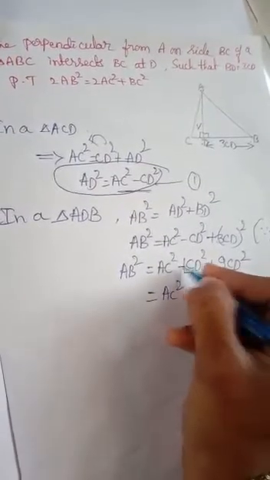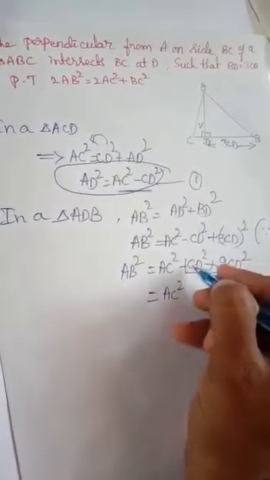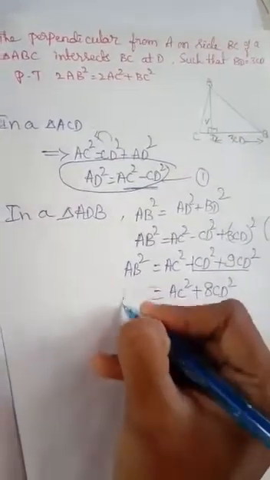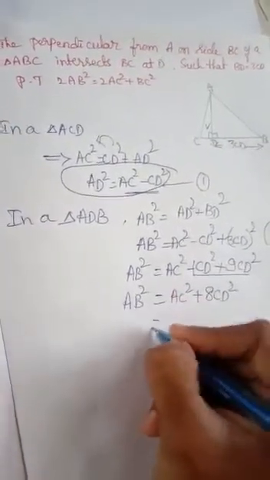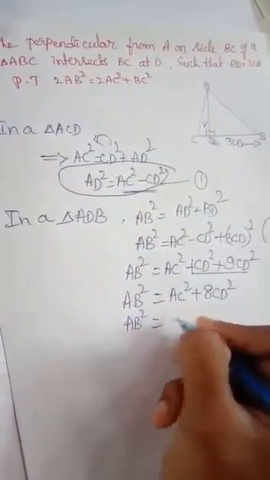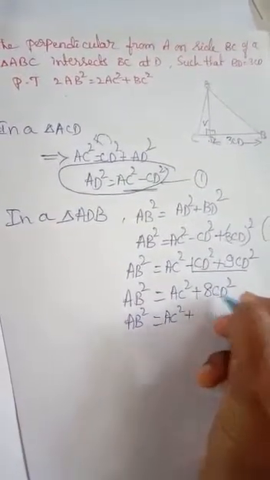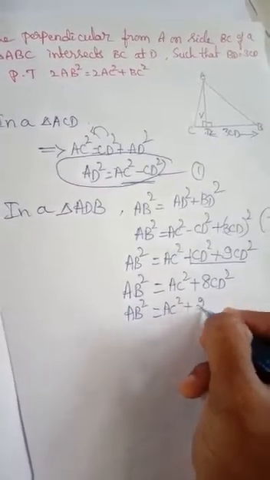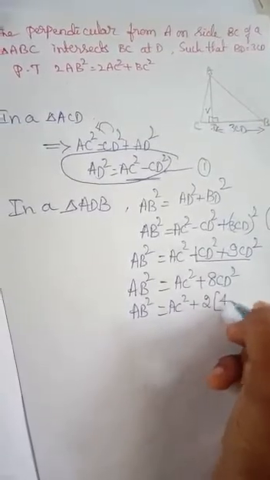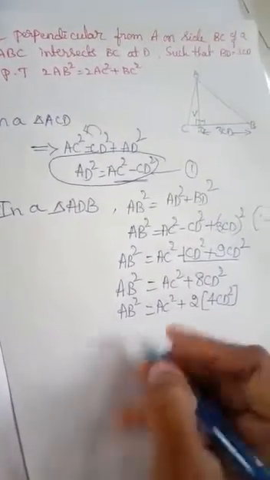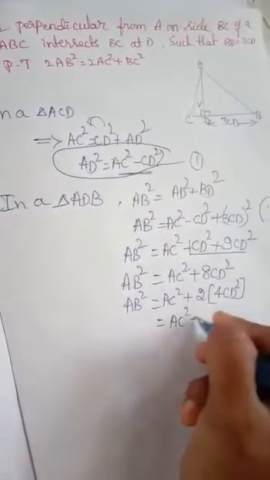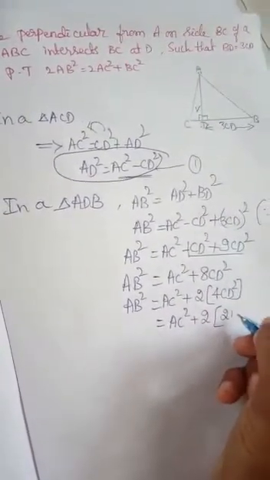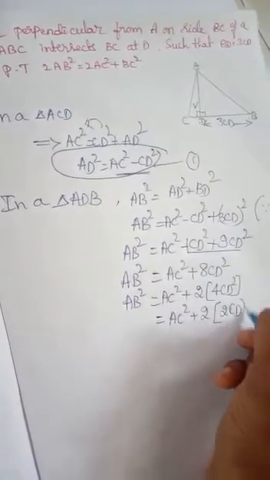Therefore, AC square minus 1 CD square, these are positive and negative signs, plus 9 CD square minus 1 CD square means plus 8 CD square. AB square is equal to AC square plus 8 CD square, which can be written as 2 into 4 CD square, that is, AC square plus 2 into 4 CD square, which can be written as 2 times 2 CD whole square.